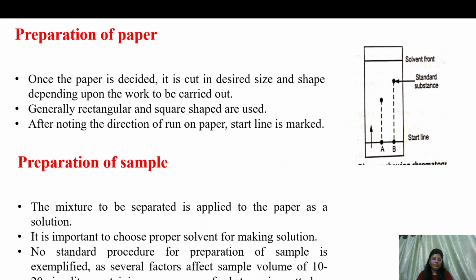Then let's talk about the preparation of the paper, how you will prepare the paper. Once you have decided which type of chromatographic technique you want to perform, according to that and what kind of analyte you want to separate, we can choose the paper. You can cut it into the desired size and shape depending upon the work to be carried out. Generally rectangular and square shapes are used. After noting the direction of the run on the paper, the start line is marked.